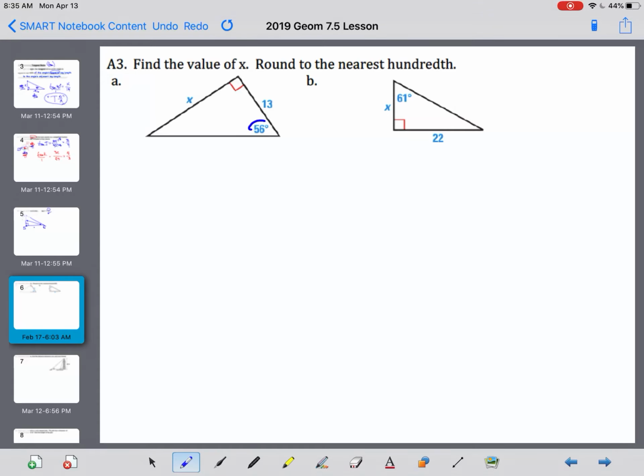So again, I've got an angle of interest. Here's the opposite leg, and here's the adjacent. So I'm going to use my TOA.